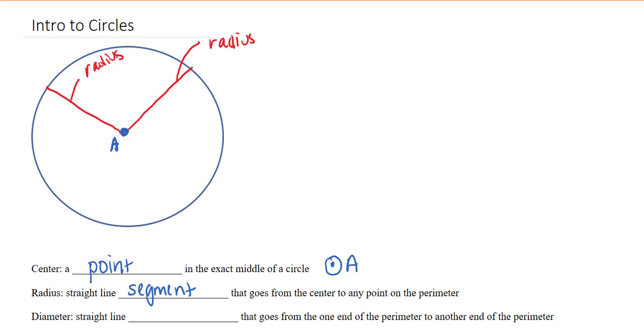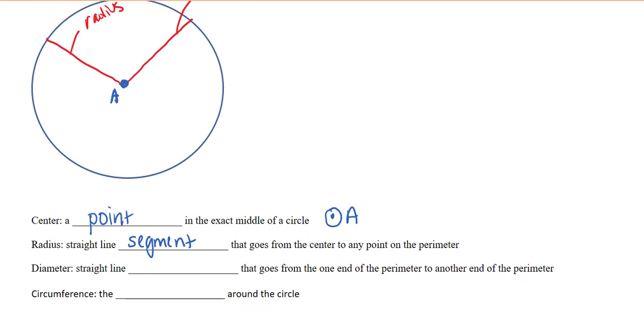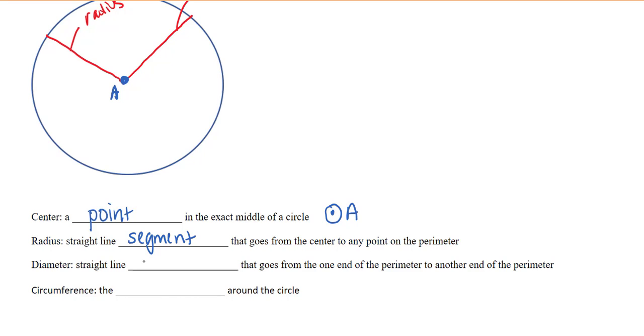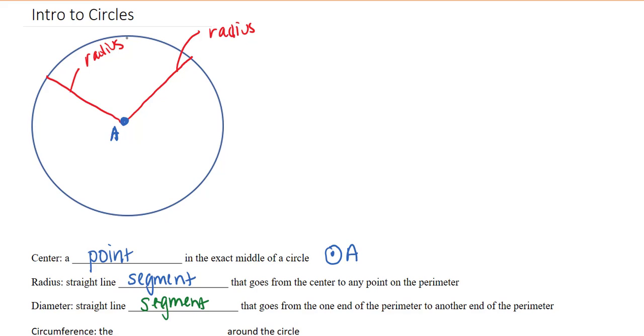Now what's the diameter? So the diameter is also a straight line segment that goes from one end of the perimeter to the other end of the perimeter. So let's just go ahead and draw it like this. So that would be considered the diameter because it goes straight through the center, right? It's just a straight line from one end to the other.